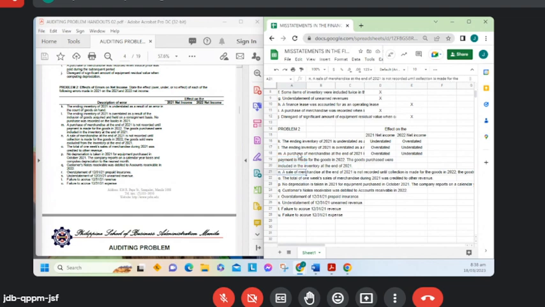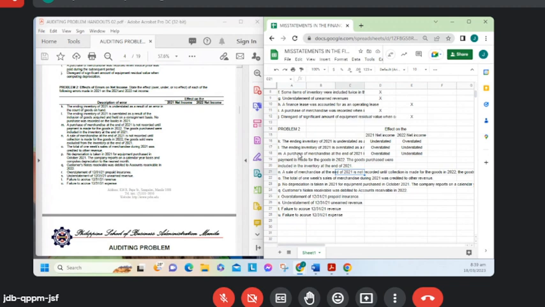Okay, letter N. A sale of merchandise at the end of 2021 is not recorded until collection is made for the goods in 2022. The goods sold were excluded from the inventory at the end of 2021. So this one, there is an understatement in sales, because the sale was only recorded in 2022. But the ending inventory is correct. So there is no necessary adjustment on the ending inventory and cost of sales. What will only be adjusted will be the revenue during the year.